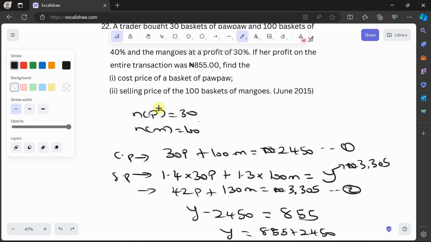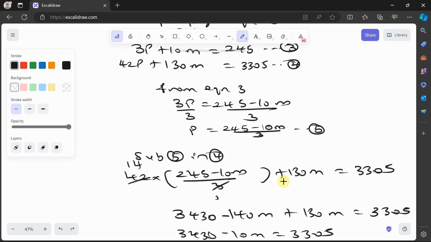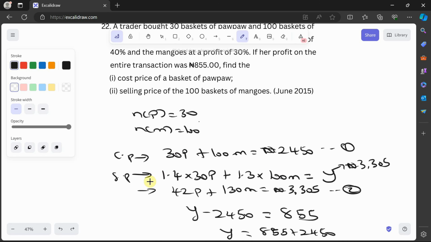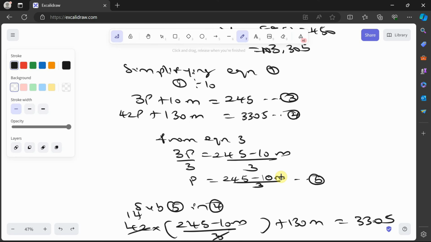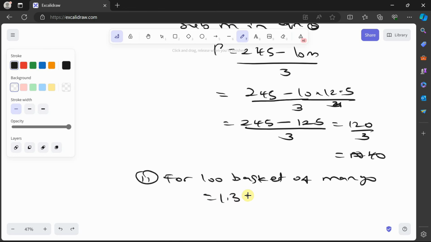Now the question says, what is the selling price of the 100 baskets of mango? If we go forward, we're told that the mango was sold at a profit of 30%. So the selling price for the mango would be 1.3 times 100. You need to be very careful with this particular question. It's very tricky. That would be 1.3 times 100M. I know our M to be 12.5, so that would be 1.3 times 100 times 12.5.